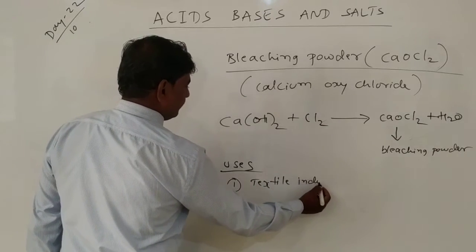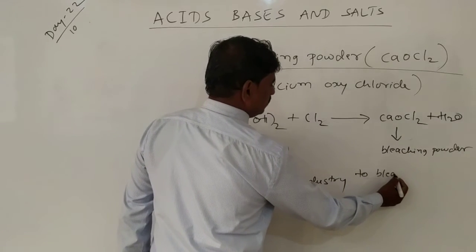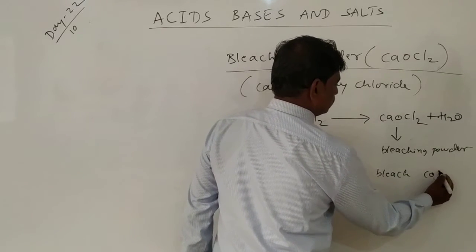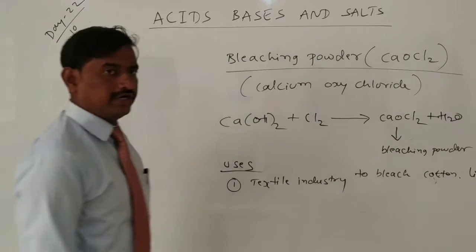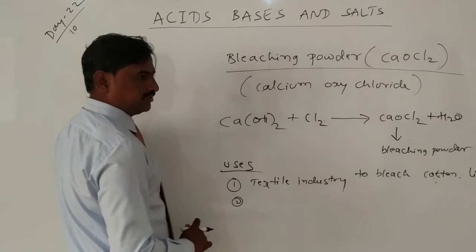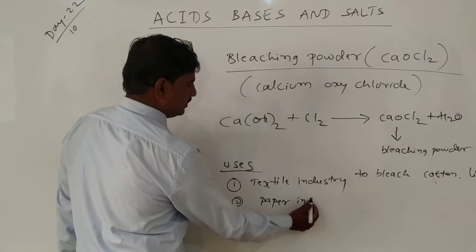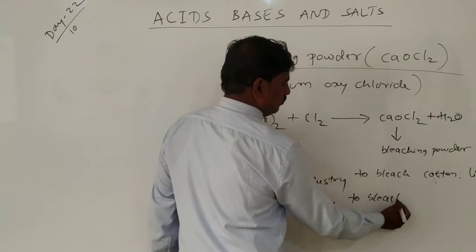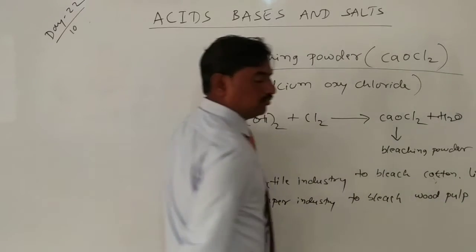Textile industry, to bleach cotton and linen. To bleach the cotton and linen material, calcium oxychloride or bleaching powder is also used in the paper industry, to bleach wood pulp.